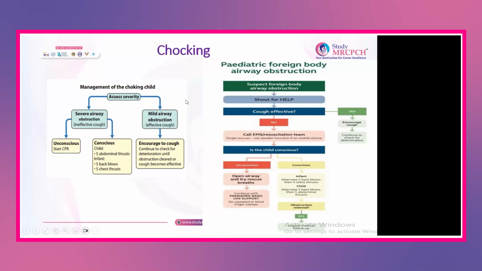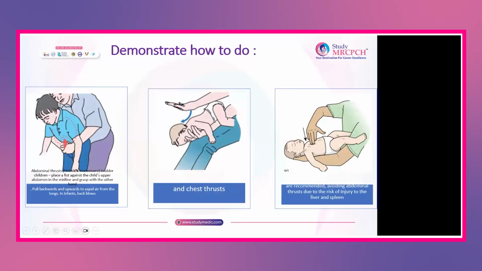We summarize this here in another algorithm. According to the severity of the choking, with partial obstruction and effective cough, encourage him until the object is out. With severe obstruction, if he is conscious, we will go with the maneuvers. But if he is unconscious, we will start our CPR. Our picture here demonstrates the Heimlich maneuver, abdominal thrusts with 5 back slaps, or chest thrusts with back slaps for the infant.